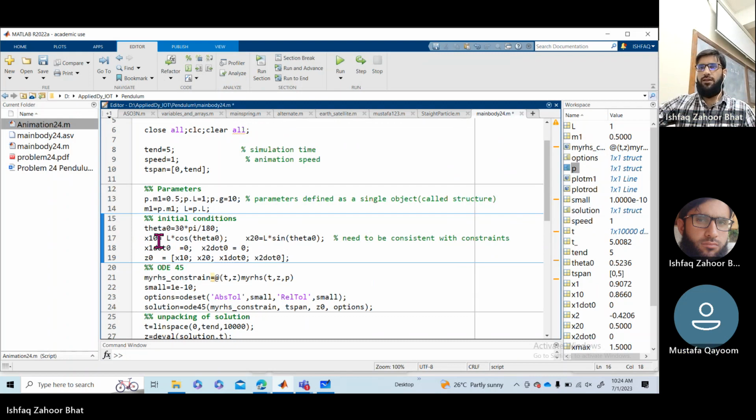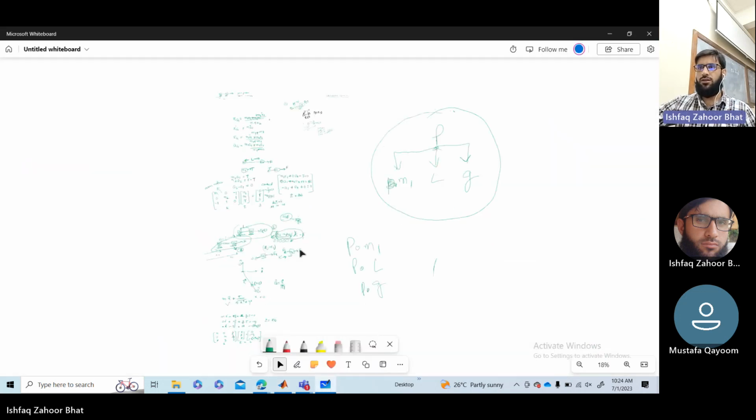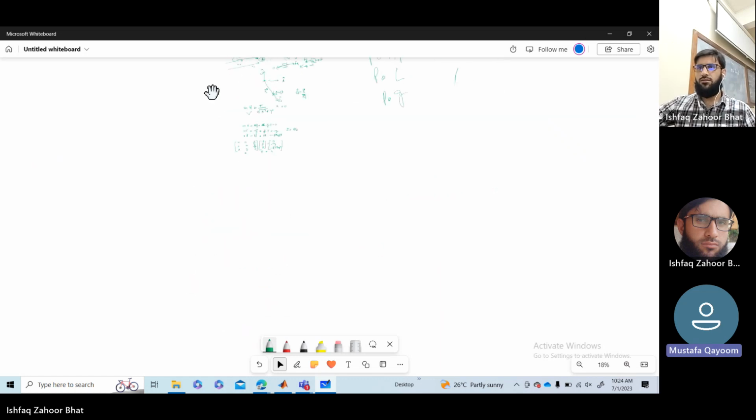Then I write x10 as L cos of theta and x20 as L. Now let us go to the whiteboard and see what we can write.